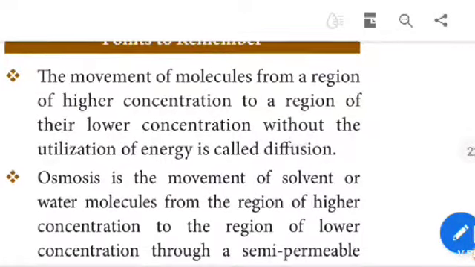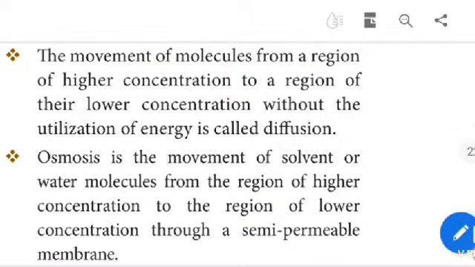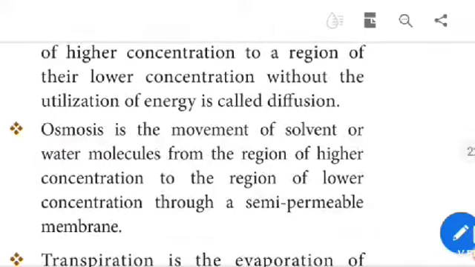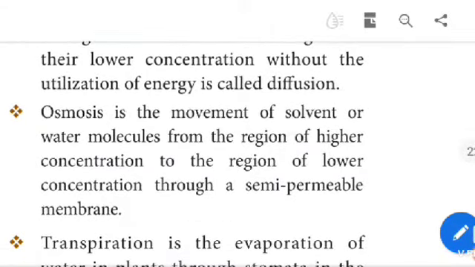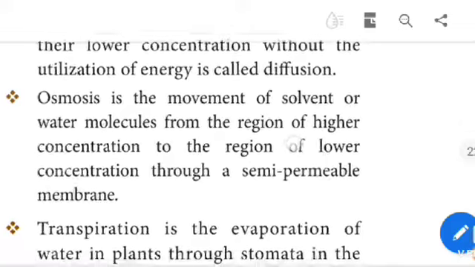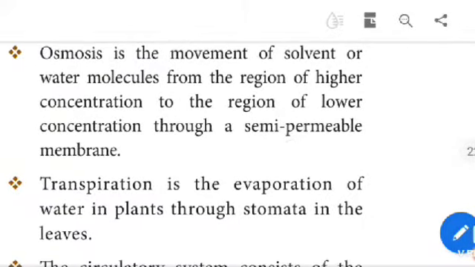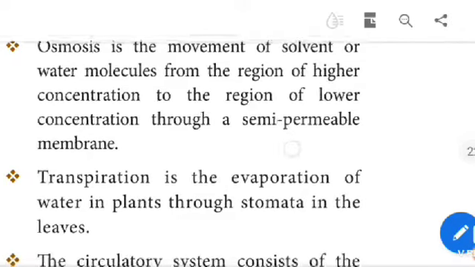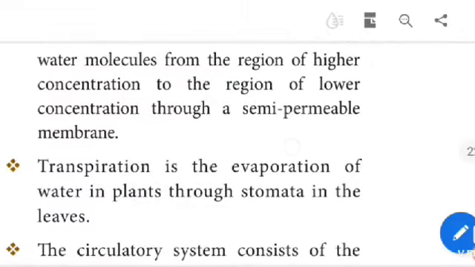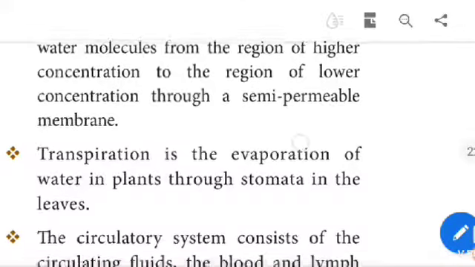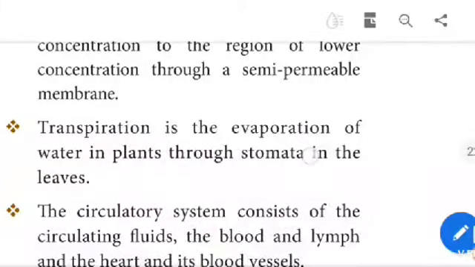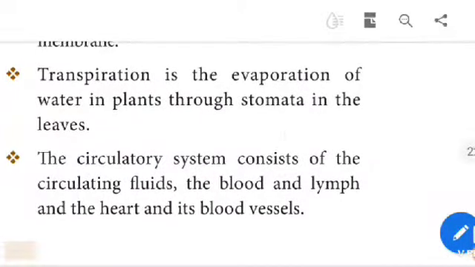Remember 2 points. The movement of molecules from a region of higher concentration to a region of lower concentration without the utilization of energy is called diffusion. Osmosis is the movement of solvent or water molecules from a region of higher concentration to a region of lower concentration through a semi-permeable membrane. Transpiration is the evaporation of water in plants through stomata in the leaves.